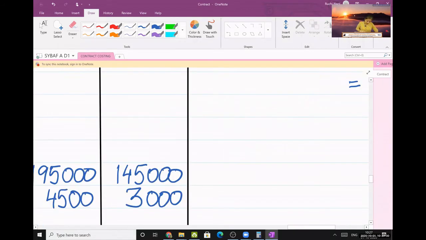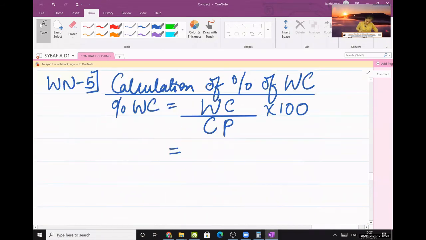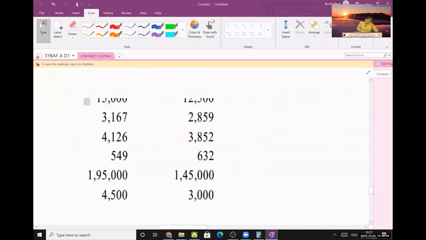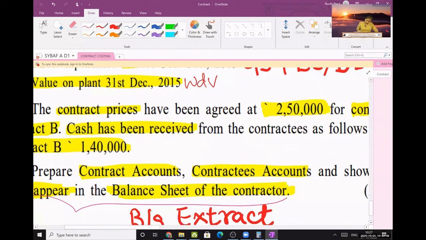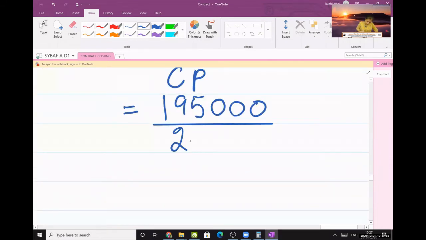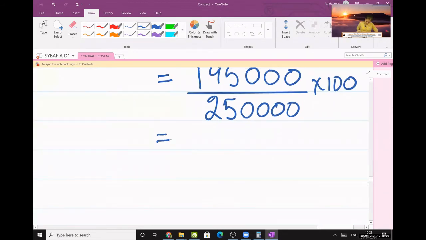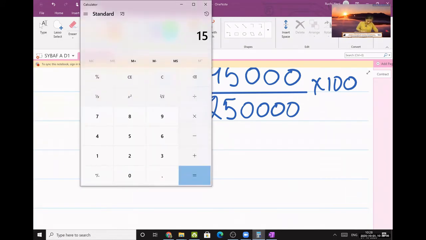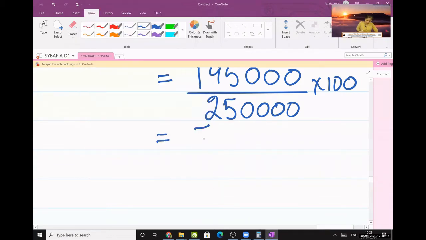Okay, solve karo. Work certified kitna hai? A ka 1,95,000. So right here 1,95,000. And what is the contract price of A? Question mein diya tha. 2,50,000 A ka. So write it here, 2,50,000 into 100. Okay, so let us see the answer. 1,95,000 divided by 2,50,000 into 100. So my answer is 78%.